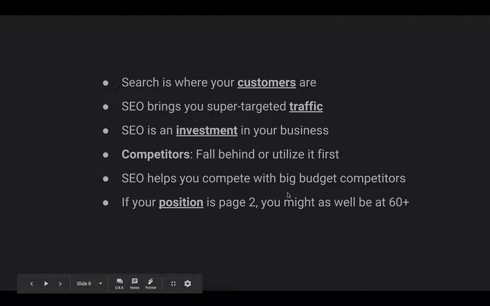But no one is going to page 2 anymore. We need a position that is on the first page, and that position has to be as close as possible to one.